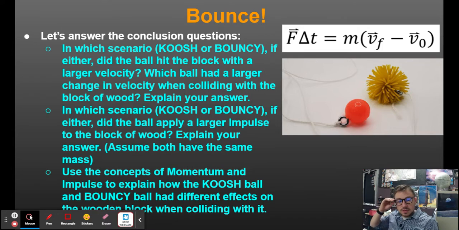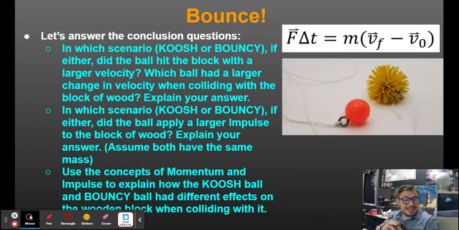And so we have to use the concepts of momentum and impulse to explain how the koosh ball and bouncy ball had different effects on the wooden block when colliding with it. Well, because that bouncy ball had a larger change in velocity, it applied a larger impulse to that block of wood, which was a large enough impulse to knock it over. And the koosh ball didn't, because it just came to rest.